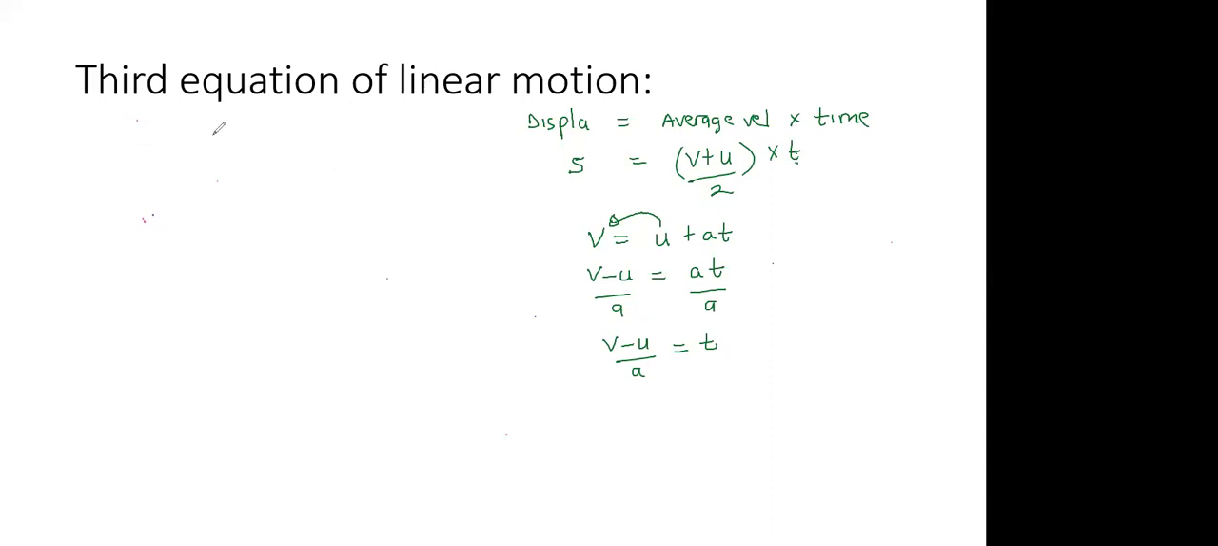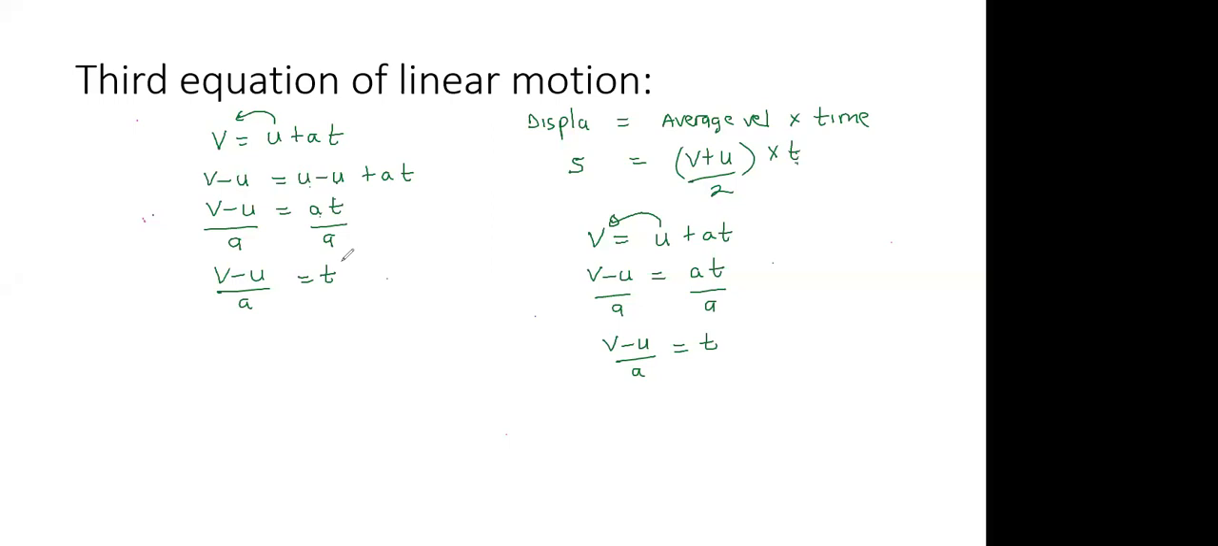We are coming from the first step. We said V is U plus AT. Now, I want to make T the subject of the formula. So I get this U, I bring it this side. So I'll have V minus U is equal to U minus U plus AT. So U minus U is zero. So I'll have V minus U is equal to AT. Now to get time, I remove this A. I say divide by A. So I end up with V minus U out of A is equal to T. So that's how we get it.